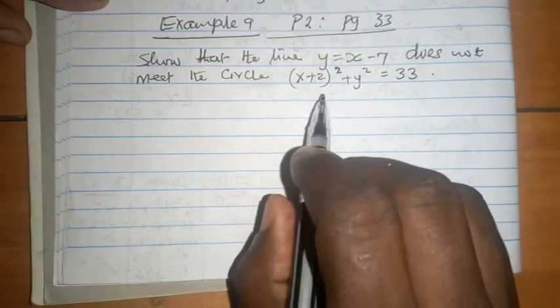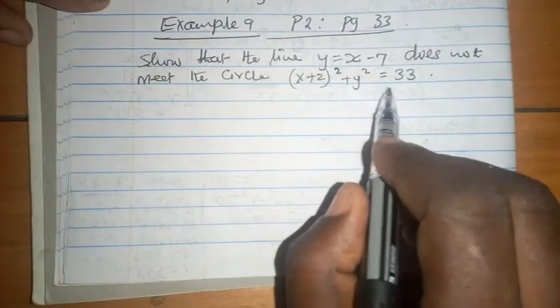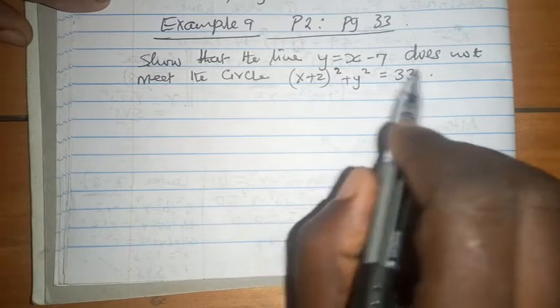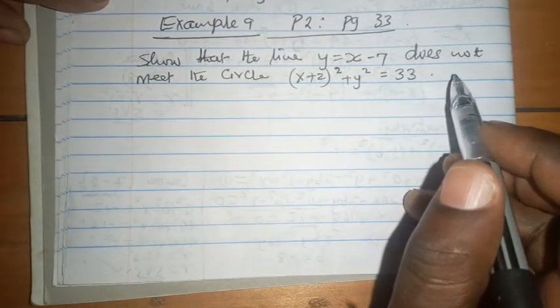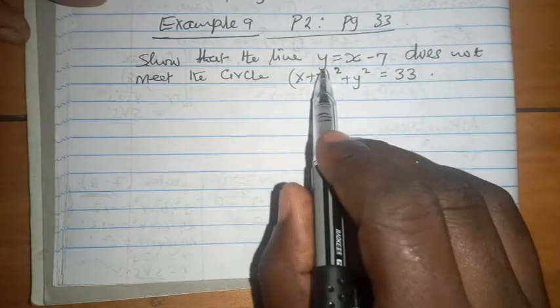Of course, it goes without saying this is a circle whose center is minus 2, 0, because we can see A is minus 2 and B is 0. And of course, the radius is the root of 33. That one should be very automatic. But anyway, what we are expected to show is that this line, x minus 7, does not meet. How do we do this?